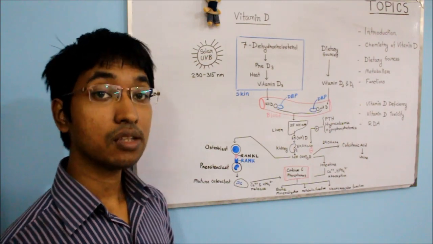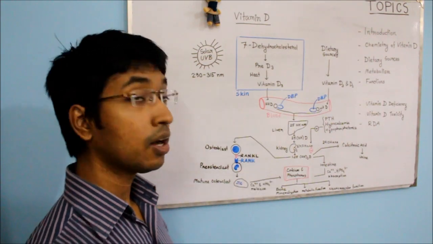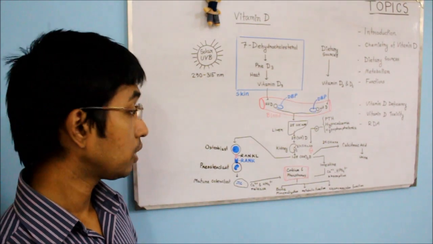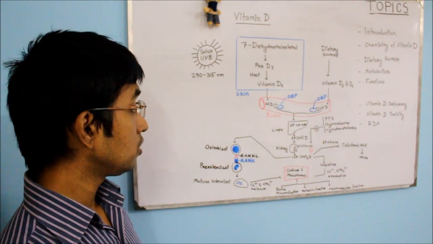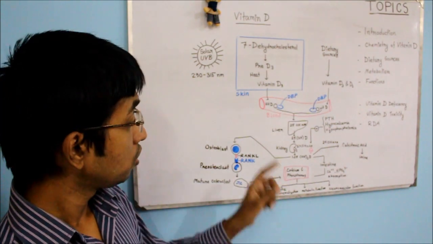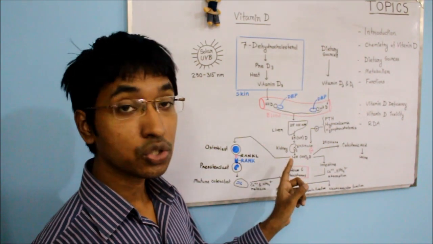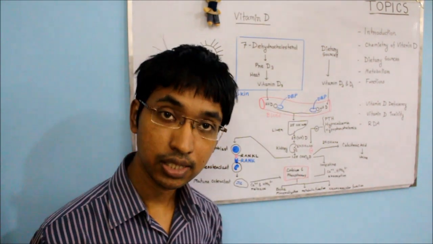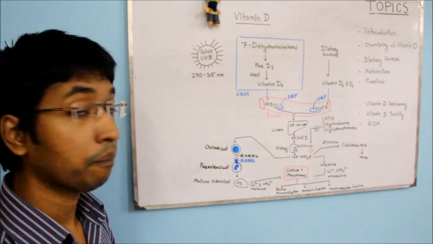There is an enzyme known as 25-hydroxylase, and with the help of that enzyme, vitamin D3 will be converted to 25-hydroxycholecalciferol, or 25-hydroxy vitamin D. Now what will happen then?